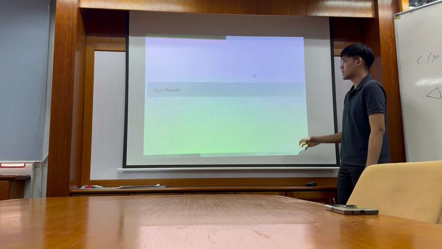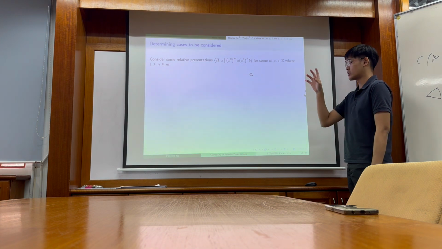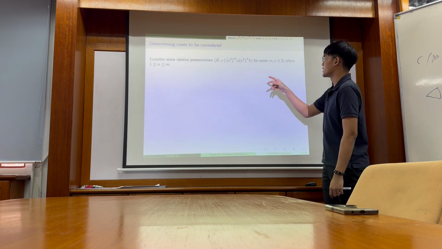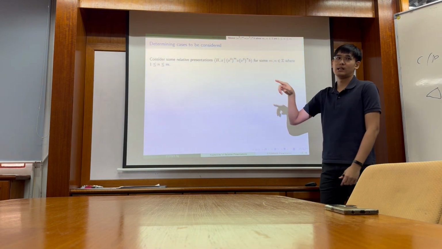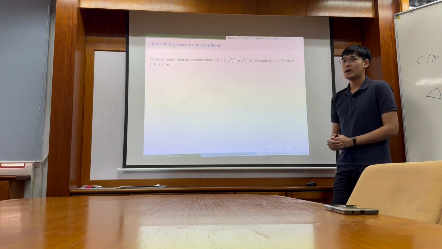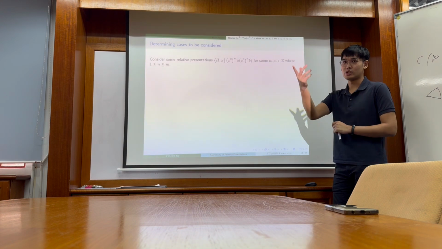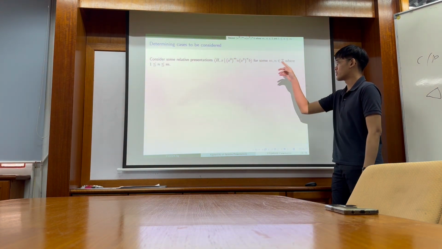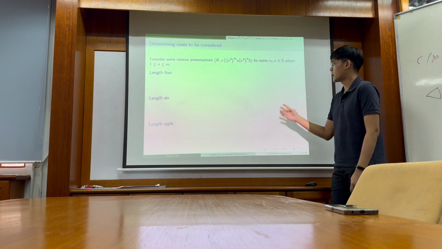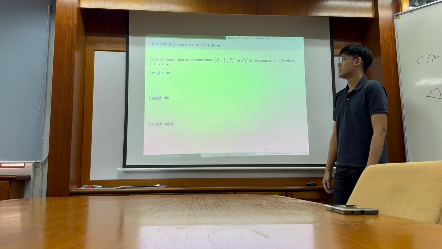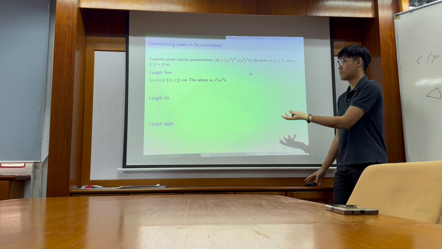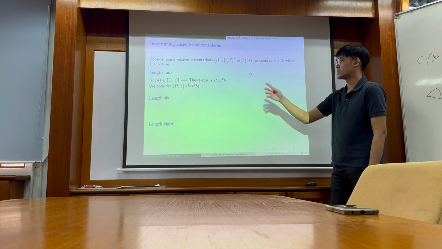Now we come to our main result. This is our first research objective, and we see that this relator, the length is an even number because 2n plus 2n is an even number, and using the fact that, just like in the literature review, the aspherity of this form has been researched up to length 6 only, so we consider the lengths 4, 6, and 8. So for length 4, there is only one possible combination of m and n, so 1, 1. So we consider only one relative presentation.